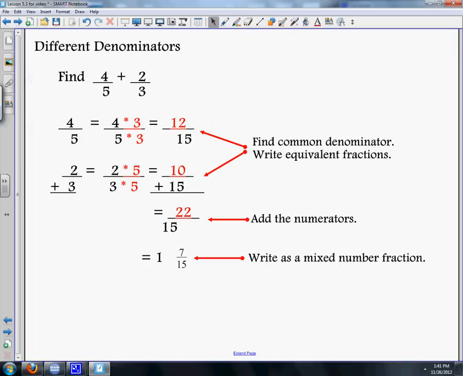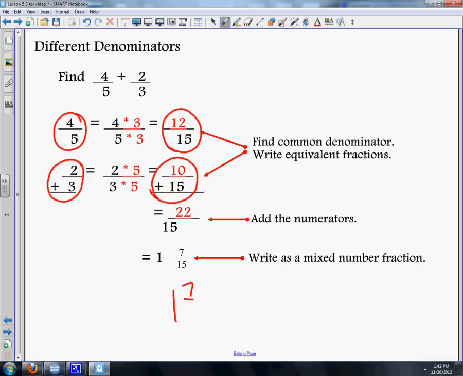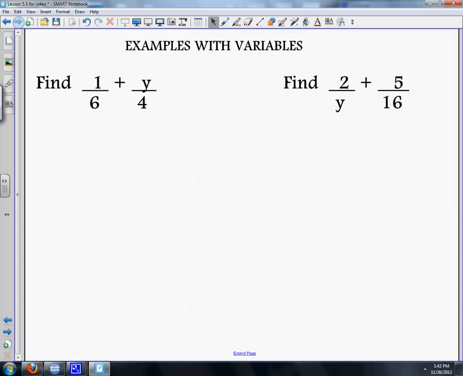Okay, so if I have different denominators, 4/5 plus 2/3. Here I typed the problems up, 4/5 plus 2/3, and then I found a common denominator. I timed both of these by 3 to get 12/15, and timed both of these by 5 to get 10/15. And that equals 22/15, and then you can write it as a mixed number, 1 and 7/15. I'm sure this is a review. That's why I'm going kind of fast.